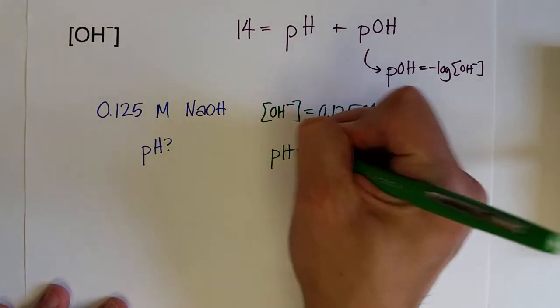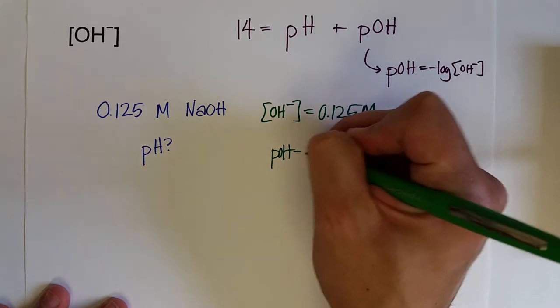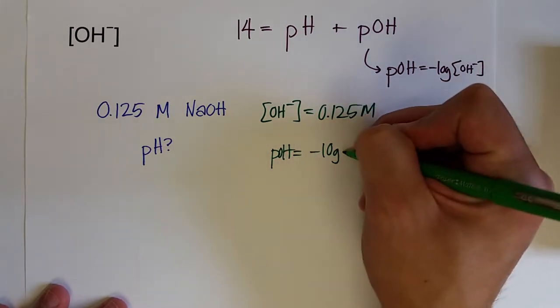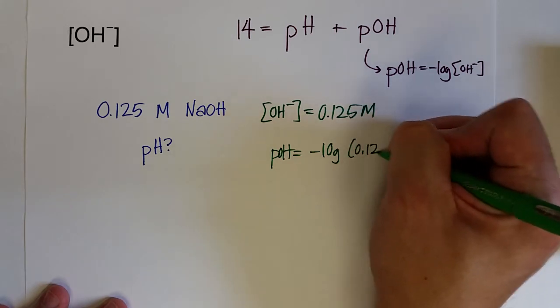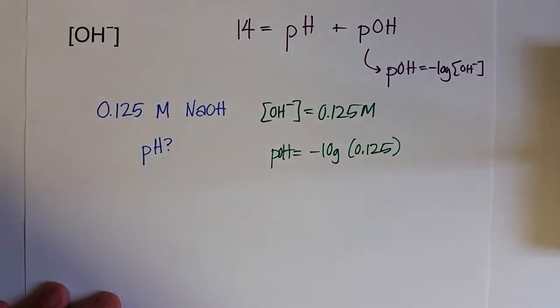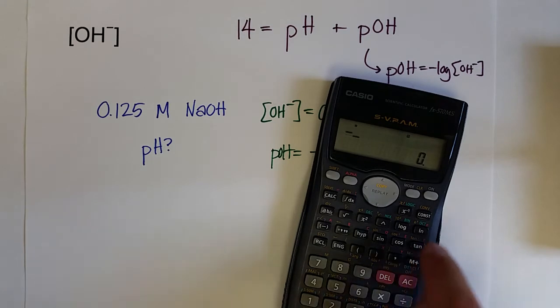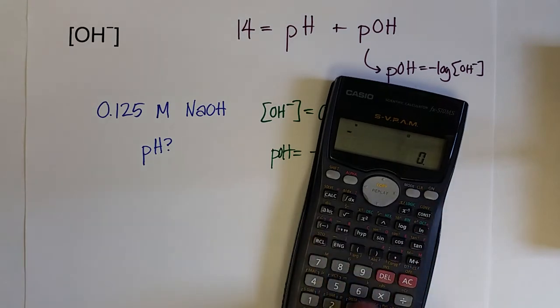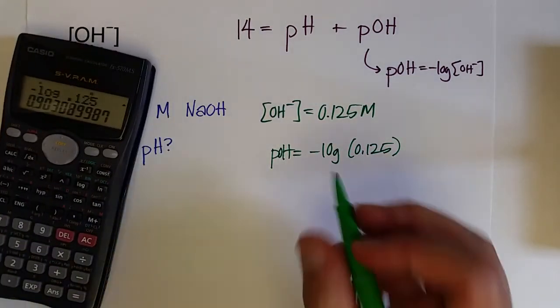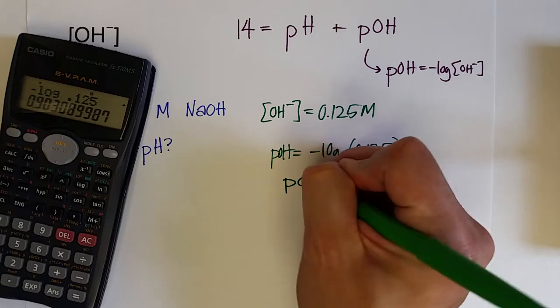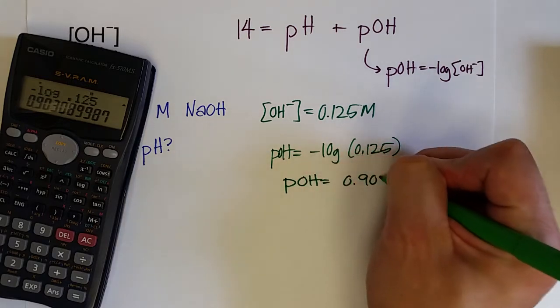So pOH equals the negative log of 0.125. Throw that into our calculator, negative log of 0.125. That's going to give me 0.903. And of course, my pOH is 0.903.